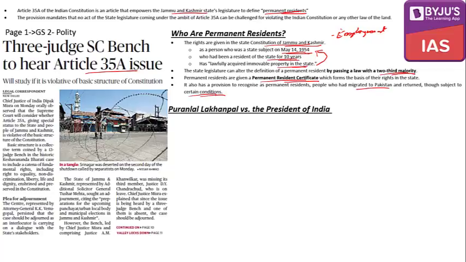So the first important privilege is the employment provision, and the second important provision is with respect to property. So what does it say? Only those people who have this certificate will be able to buy property. Anyone else apart from those residents will not be able to buy property. Any person from Maharashtra, Karnataka, Uttar Pradesh or Delhi, whatsoever it is, will not be able to buy property in Jammu and Kashmir simply because they do not have this particular certificate. And the third thing that we will have to understand is with respect to settlement.